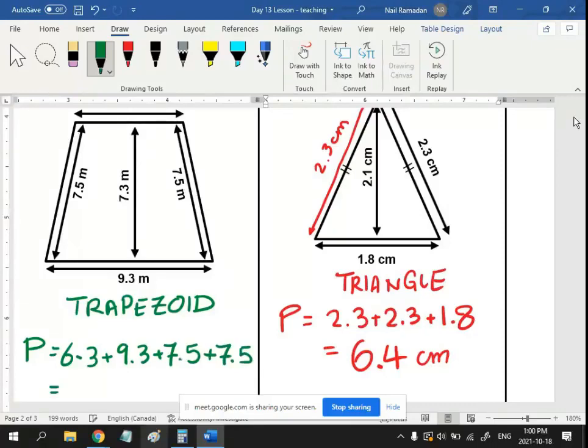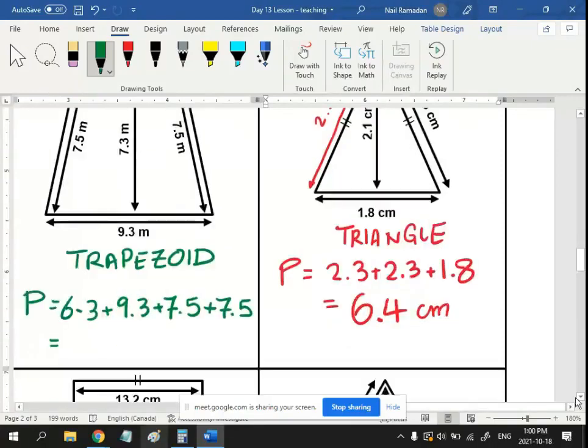So how much is that? Well, let's see. I know that 7.5 and 7.5 together are 15. So I just need to do this one. 6.3 and 9.3 is 15.6. So the whole thing together will be 30.6 in what unit? Well, in this case, it's in meters. So it's quite a big trapezoid.